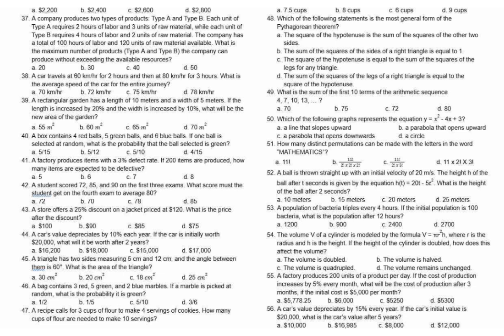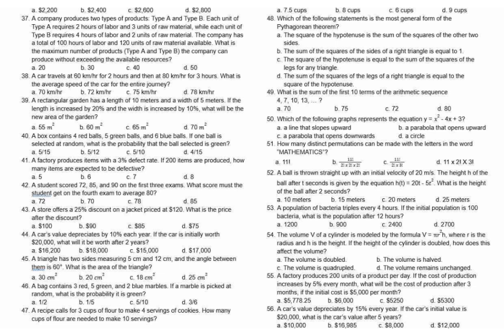A ball is thrown straight up with an initial velocity of 20. The height of the ball after t seconds is given by the equation h of t is equal to 20t minus 5t squared. What is the height of the ball after 2 seconds? So the height of the ball after 2 seconds is 20 meters.